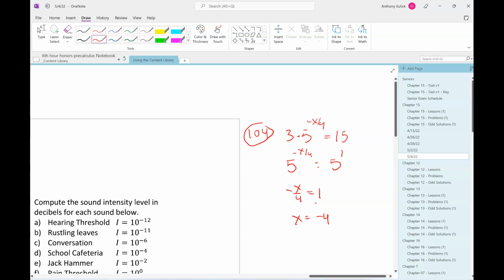Alternatively, you could have done log base 5 to both sides. That'd still be appropriate. But, you know, it's like swatting a fly with your Encyclopedia Britannica. It's a little bit overkill.